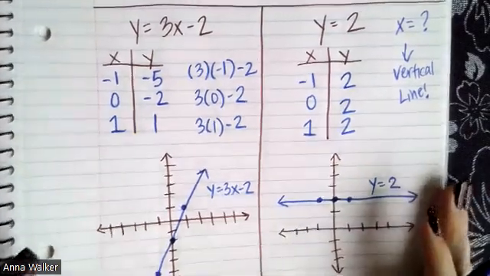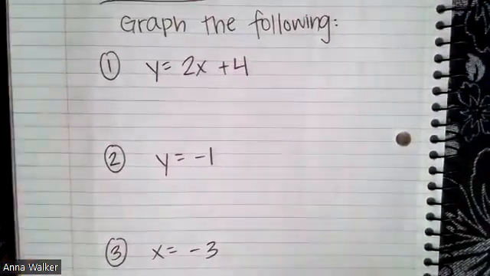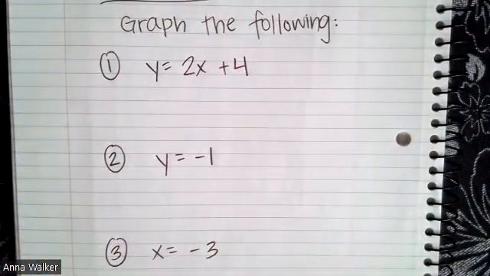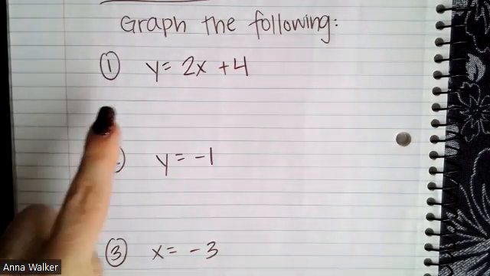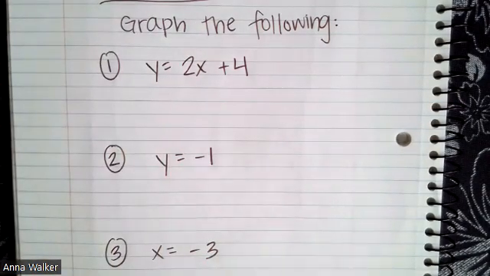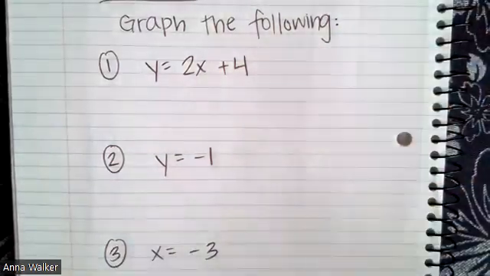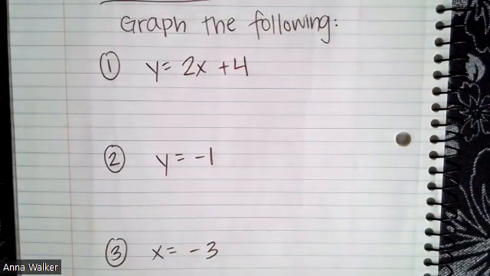Okay, so you have 3 practice questions. I want you to graph the following: y equals 2x plus 4, y equals -1, and x equals -3. So these are like the first example we did, and these are like the second example we did. You might need to give yourself a little bit more space or just draw your coordinate planes off on the side. If you want to check your answer, check your teacher's notebook or check with the people at your table to make sure you all have the same line.